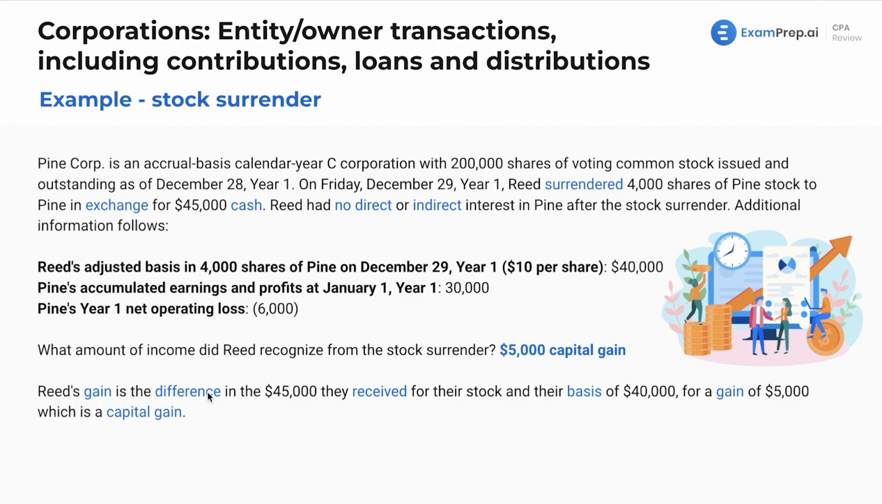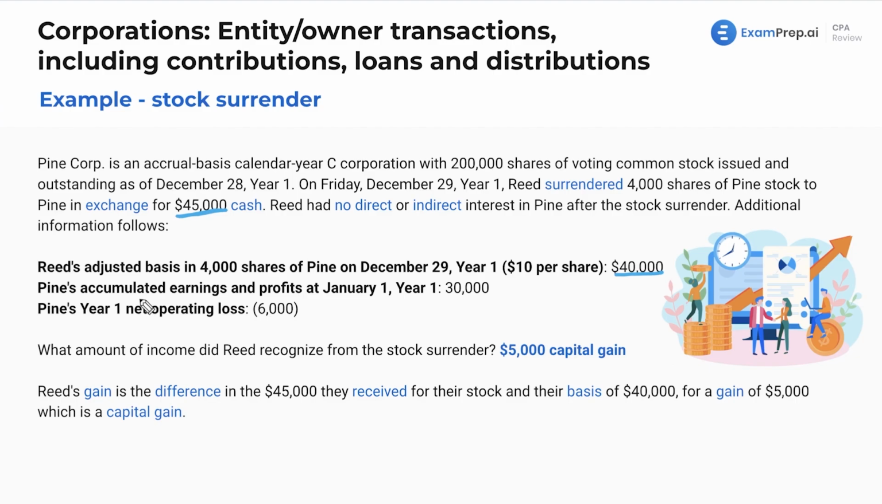It's the difference between the $45,000 in cash, as we saw in our previous slide. What cash did we receive? What value did we receive? And what was our basis? Our basis was $40,000. So kind of simple. What's the gain? What did we get versus what did we give up? So just gain of $5,000.